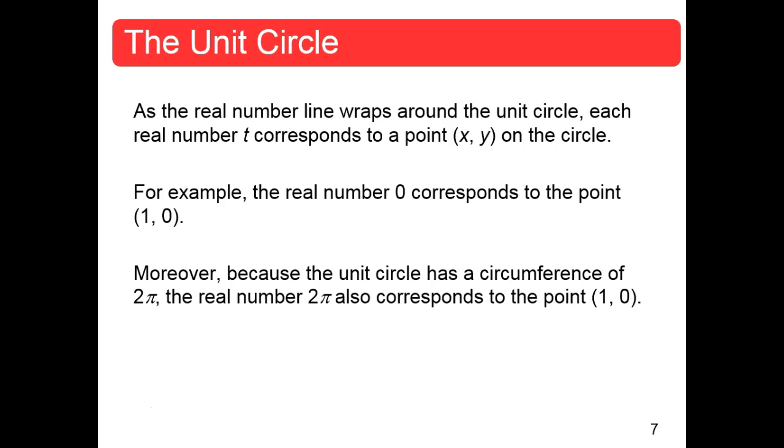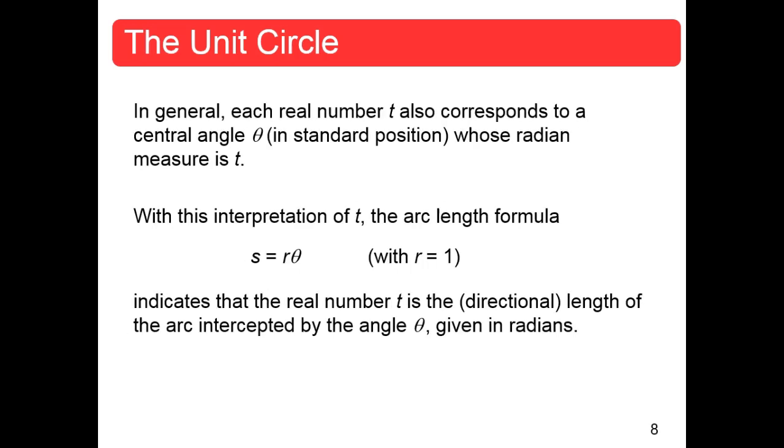We did all this earlier. In general, each real number t also corresponds to a central angle theta in standard position, whose radian measure is also t, because remember, t was the arc length. I started off saying that. When you wrap that number line around, you're basically talking about arc length. So that radian measurement is that value t. Why? Because the radius is 1. So that's exactly the same.